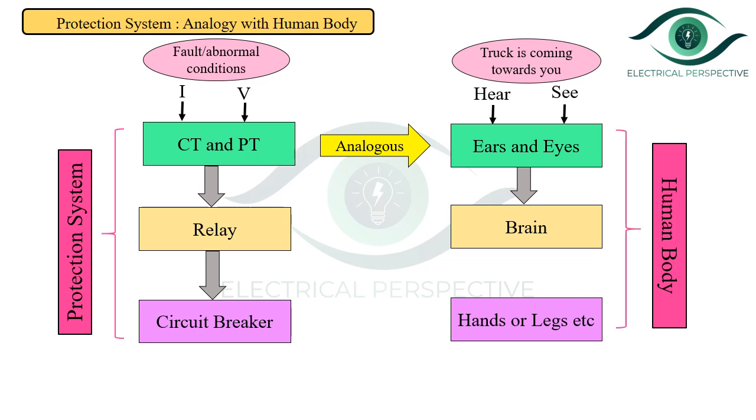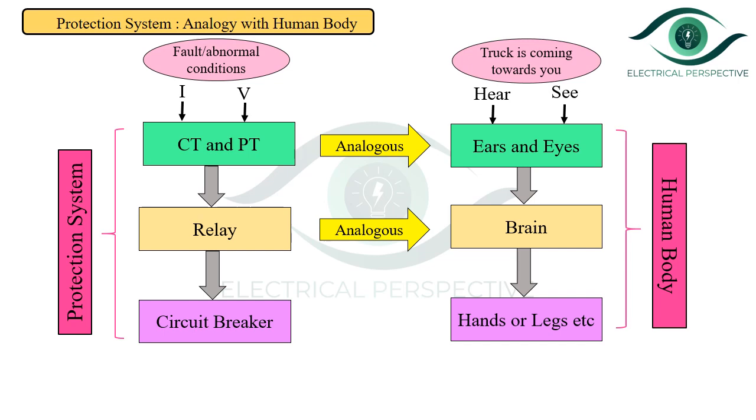Okay, the same thing is happening in the human body also. When brain receives the signal from eyes and ears, that is seeing the truck and hearing the horn in our case, it will process the information and it will send signal to the muscles in your legs to immediately move from the road. Okay, so we can say that the relay is analogous to the brain, which processes the input information and takes the decision.